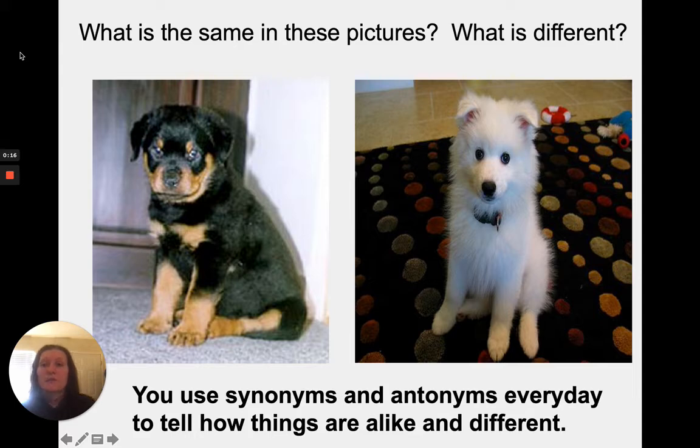All right, so when we look at these two pictures, what is the same in these pictures? And then what do you see that is different? So I'll give you a second to take a look at both of these pictures and think of some things that you see that are the same and some things that are different.